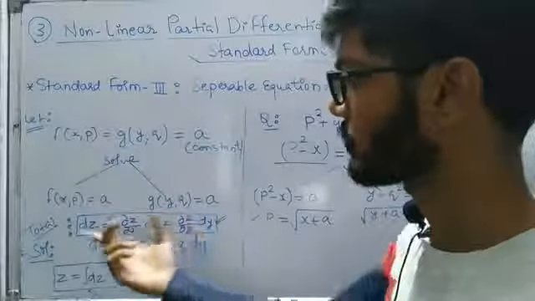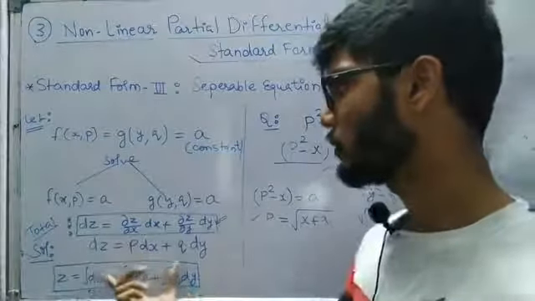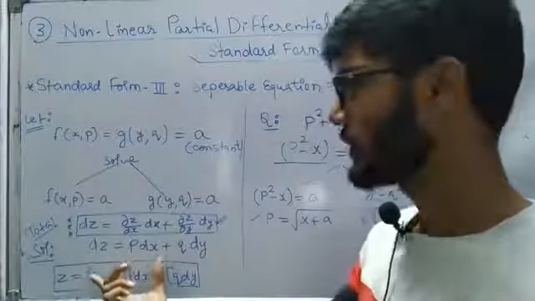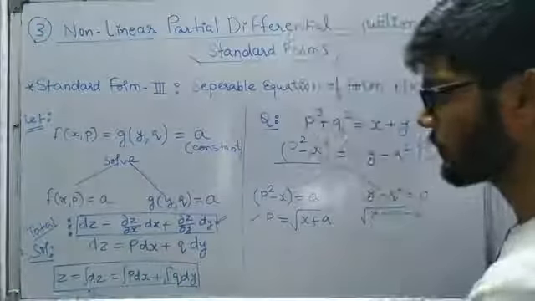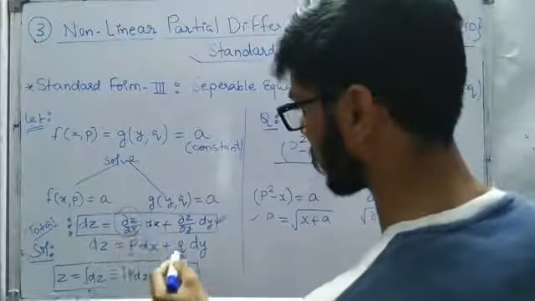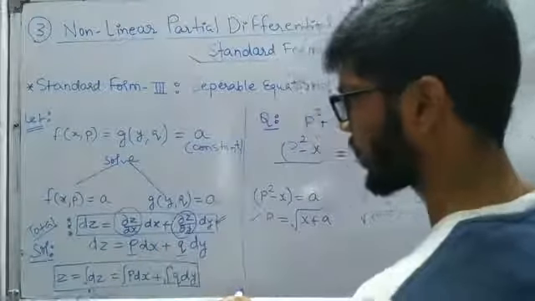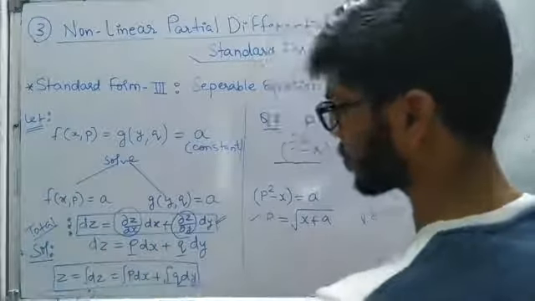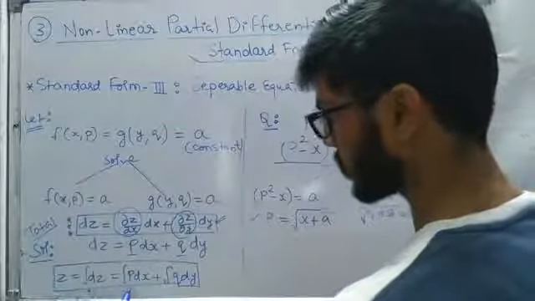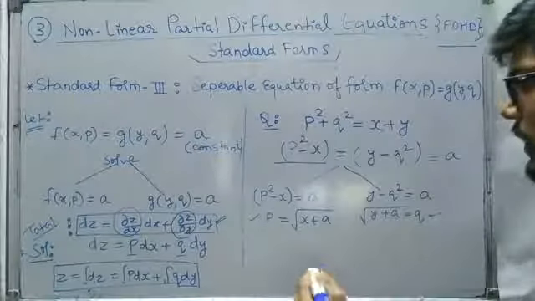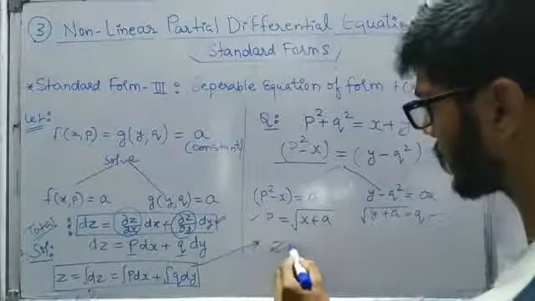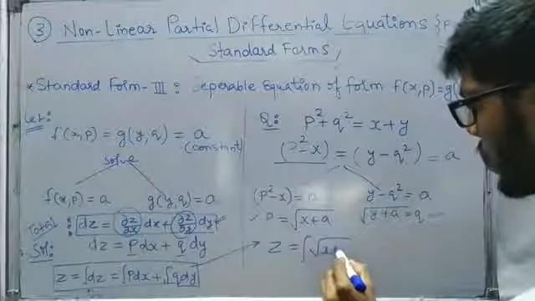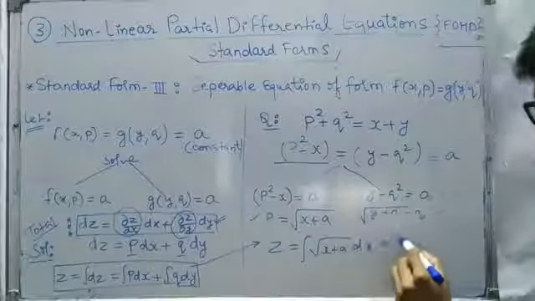I have written this just to make you understand how we are going to write the solution directly as dz is equal to p dx plus q dy, because dou z by dou x is nothing but p and dou z by dou y is nothing but q, and if we integrate both the sides we get z is equal to integration of p dx plus integration of q dy. So we have to write directly z is equal to integration of p dx plus integration of q dy.